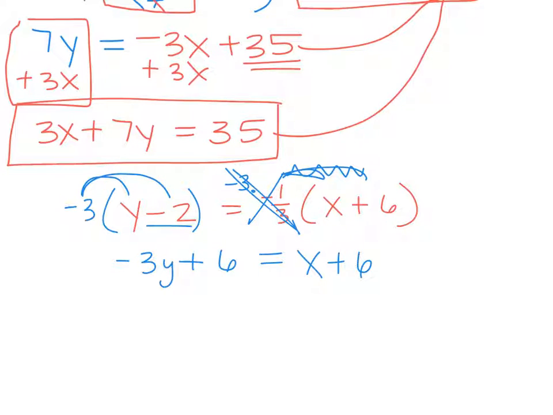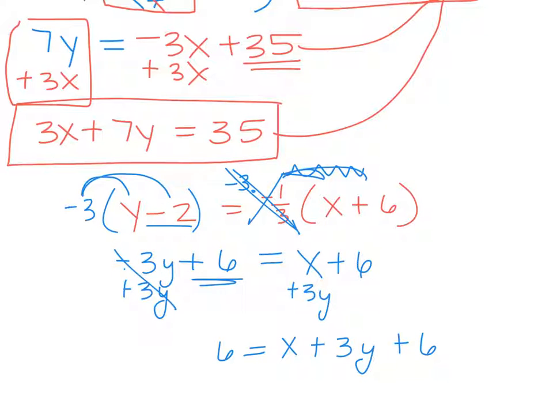Now we have no fractions anymore, but we want our x and y together. Just so we're not dealing with negatives, I would move the y. So I'd add 3y and add 3y. So now I have this gone. I have 6 equals x plus 3y plus 6.